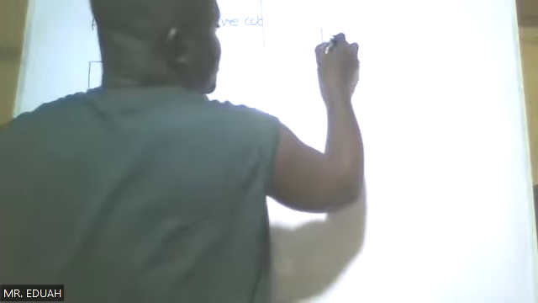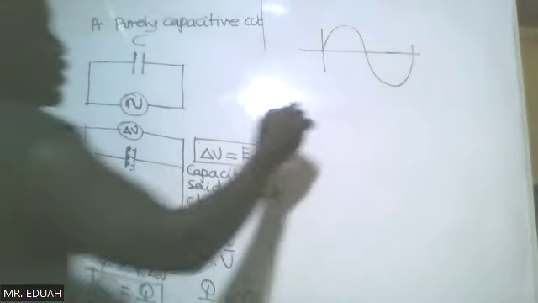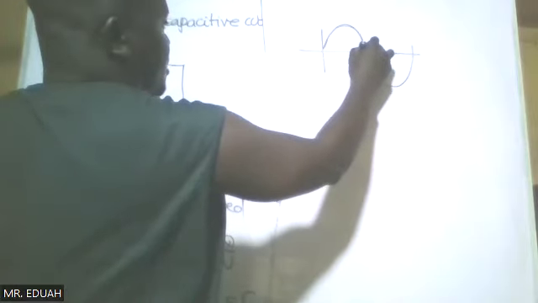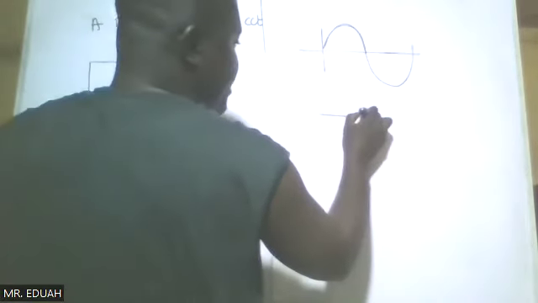Because AC flows in two directions, positive and then negative, it means that during one cycle, the capacitor will be charging. So you realize that, let me draw a quick circuit.